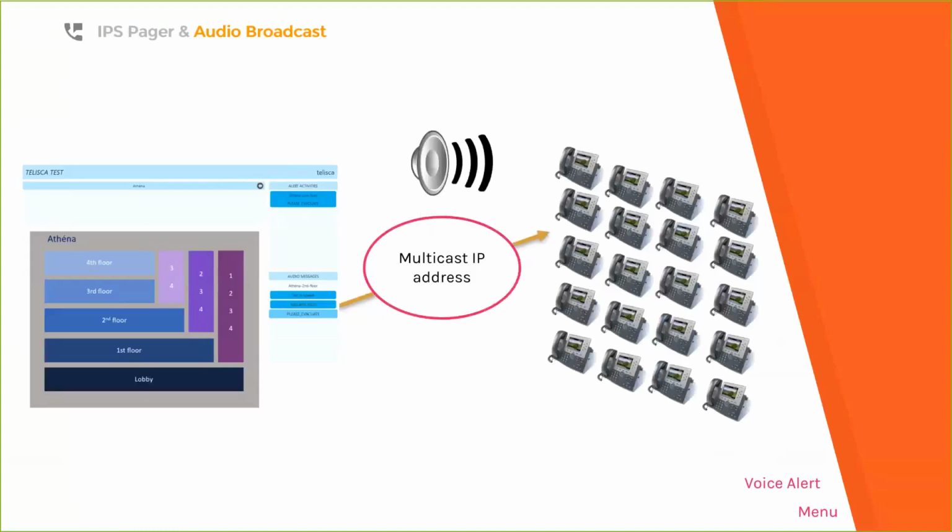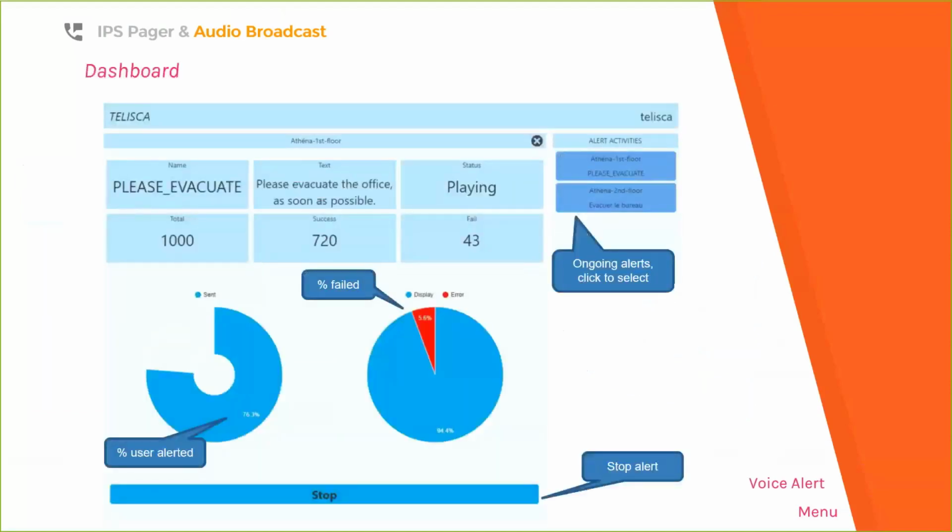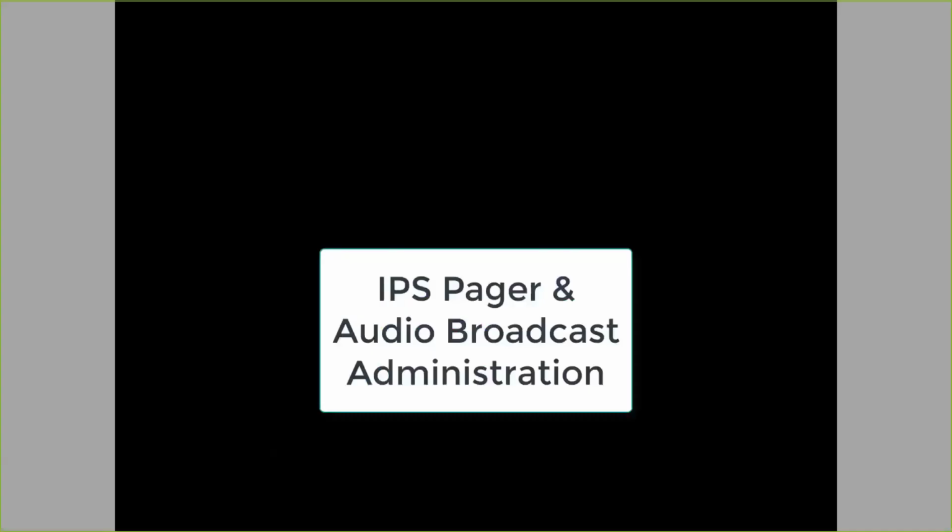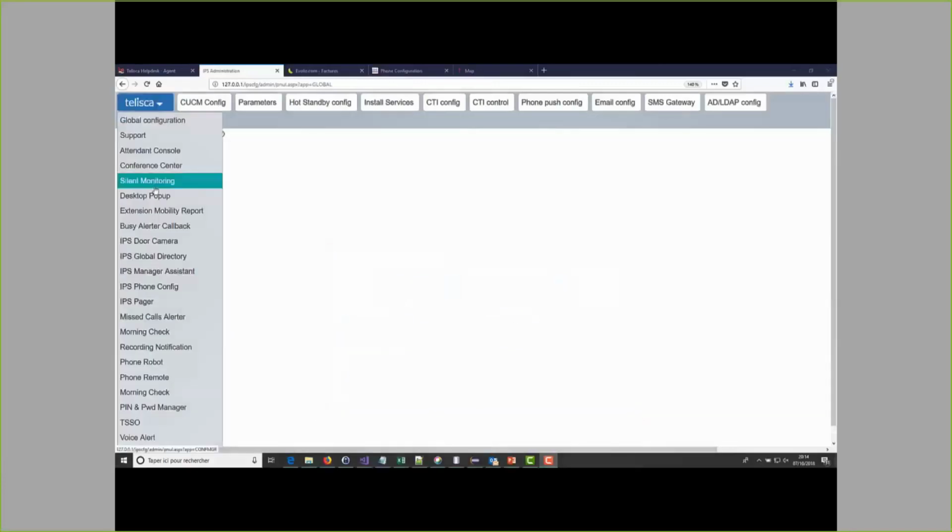From this web interface, you can select the destination by clicking on an area, and then play a recorded audio message or a text-to-speech notification. And that's a dashboard you will see. So you can see how many phones have already been placed in audio mode where they can listen to the message, and our percentage of failure, and so on. So now we're going to see a video. First, a video of the administration of IPS Pager.